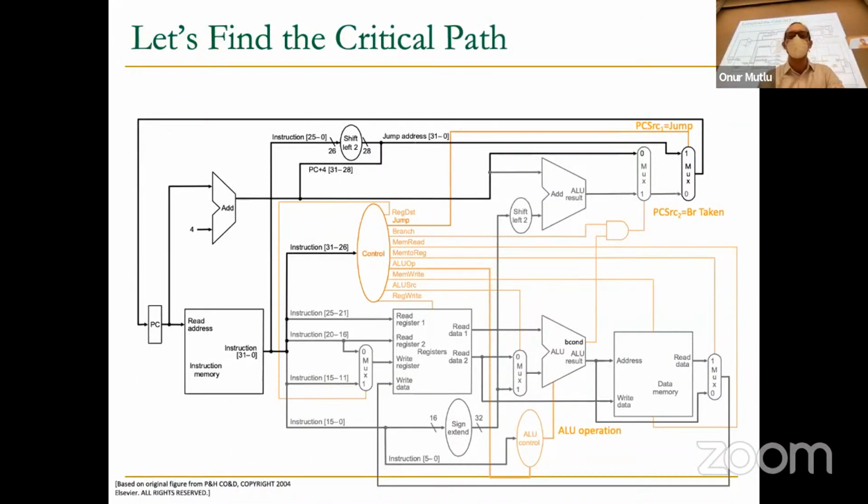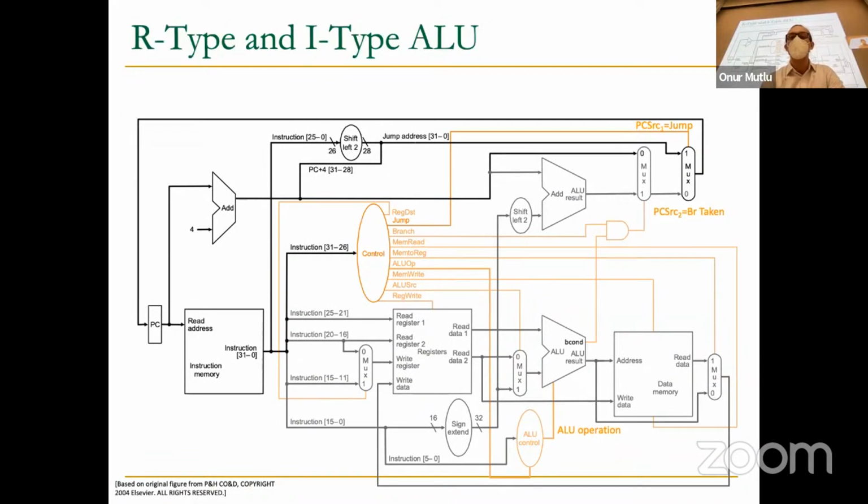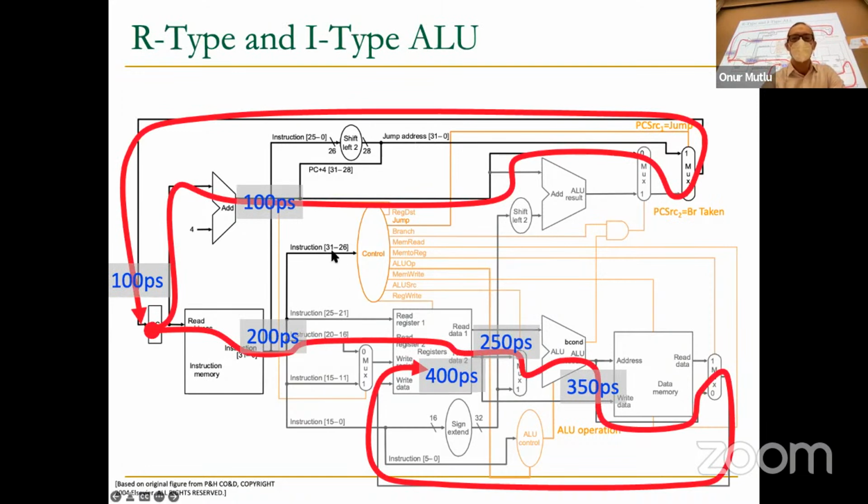So you can also find the critical path. Let's go through this quickly. If you want to do the R type and I type ALU, what is the critical path? Well, there are two possible critical paths. You're incrementing the program counter. It takes only 100 picoseconds. But for the rest, you need to access the memory to fetch the instruction. You need to access the register file. So accessing memory is 200 picoseconds, accessing the register file adds 50 to it, ALU operations add 100 to it, and then writing to the register file adds 50 to it. So R type and I type ALU critical path is 400 picoseconds.